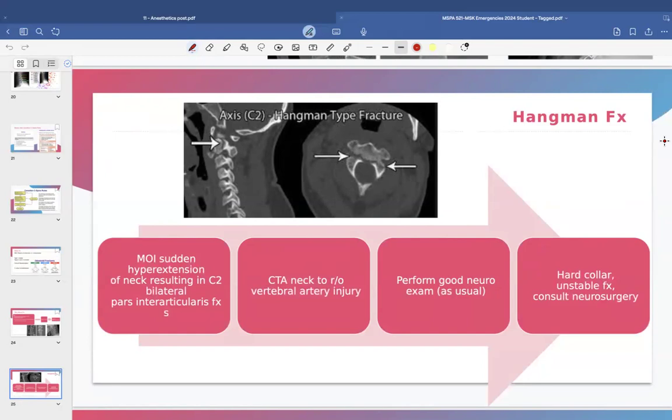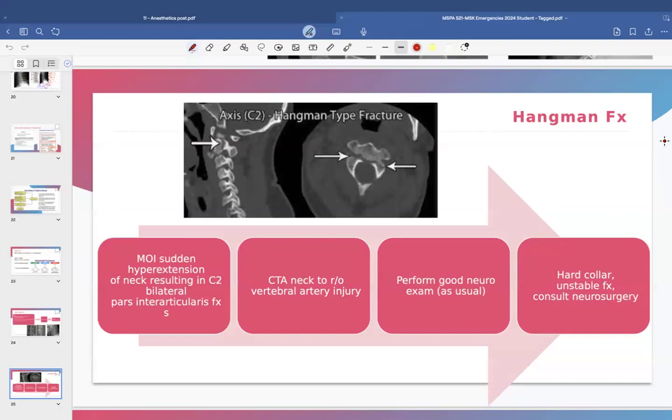Kind of right where those arrows go, what comes through? Nerves and blood vessels. So a CTA is helpful as well for these guys, because you're gonna wanna rule out a vertebral artery injury. They have this huge mechanism that could fracture a bone, and you wanna make sure it's not puncturing through any blood vessels.